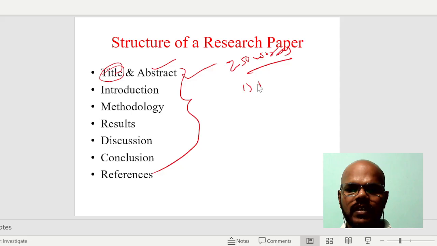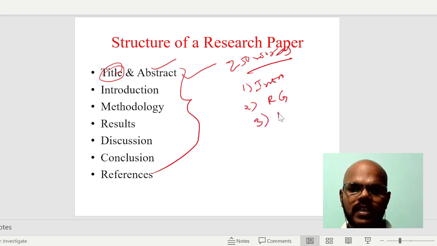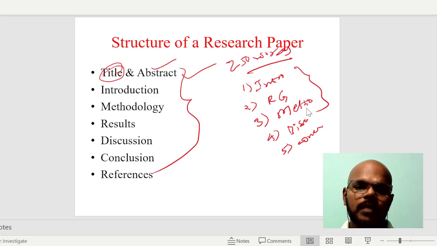The first one is the introduction part, that means why they are writing this paper. Next one, research gap. Next one, how the research gap is addressed, that is the methodology, right. Fourth, after the methodology they write the discussion. Fifth, they write the conclusion. So these are the 5 parts which are available in the abstract section.